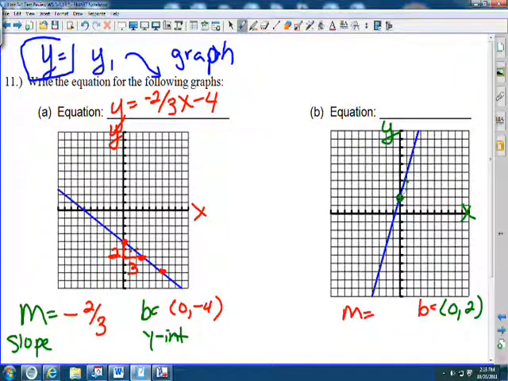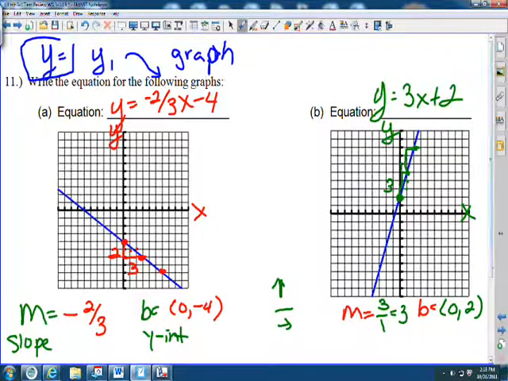Nope. Up 3 to the right 1. Up 3 to the right 1. Oh, good. I'm going up 3 and over 1. How many up? How many over? Rise over run. I'm going up 3 and over 1. My slope is 3. Y equals 3x plus 2. There's my equation.